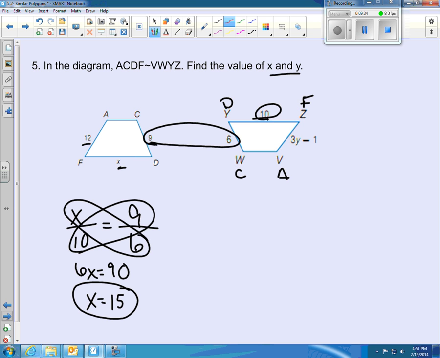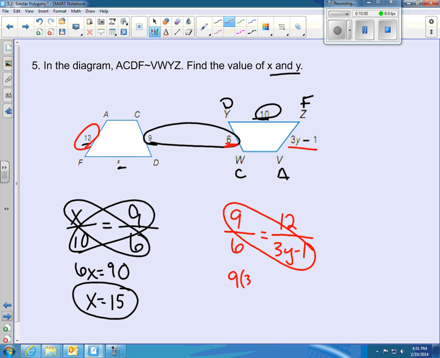All right, so now let's go on to our y's. We're going to use that same scale factor of 9 over 6 to help us out. Okay, so my 3y minus 1 is going to go with my 6 because they're from the same shape. And that matches up with F and A, FA 12. Okay, so we're going to cross multiply. Here, the 9 gets times by the 3y minus 1. 6 times 12 gives us 72. Distribute. 27y minus 9 equals 72. Go ahead and solve that for y. I'll wait for you.